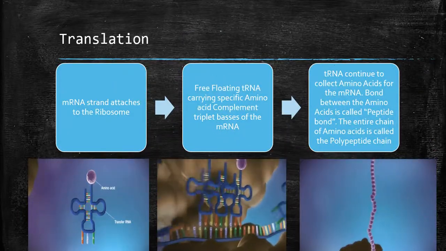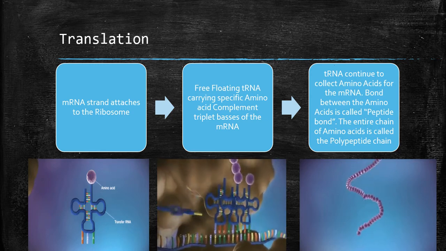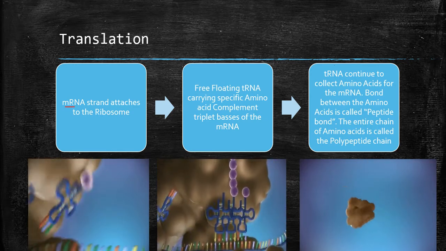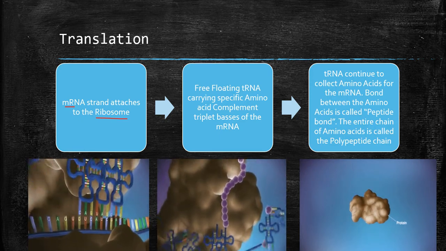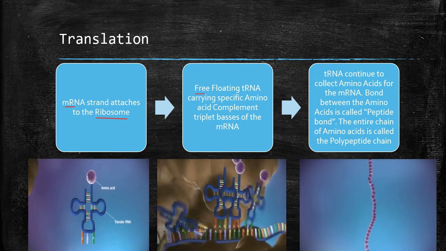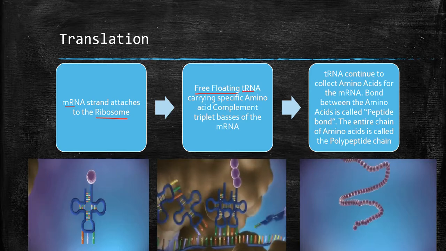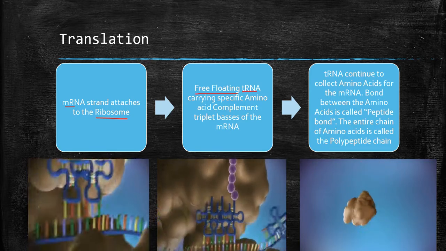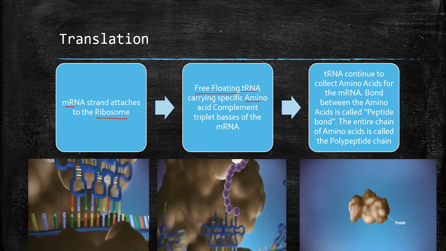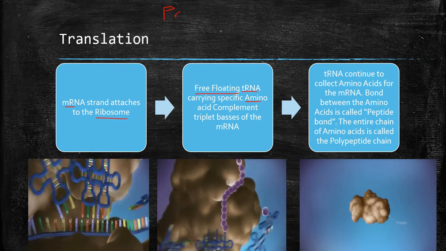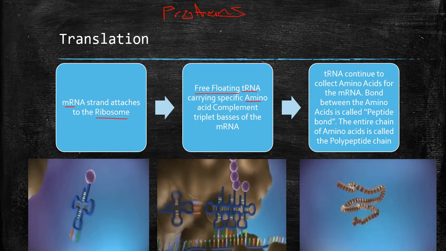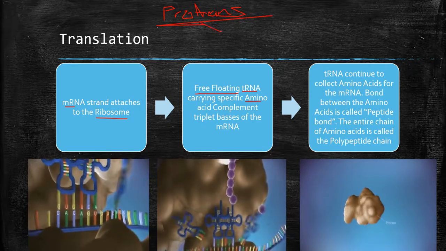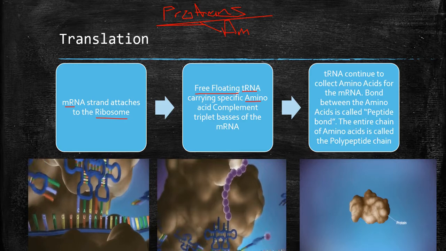Now translation. Our mRNA strand is going to go ahead and attach to the ribosome. Then there are free floating tRNA molecules that are carrying amino acids. Now let's discuss proteins a little bit more. Remember, we're trying to create proteins here. Proteins are built up of amino acids.